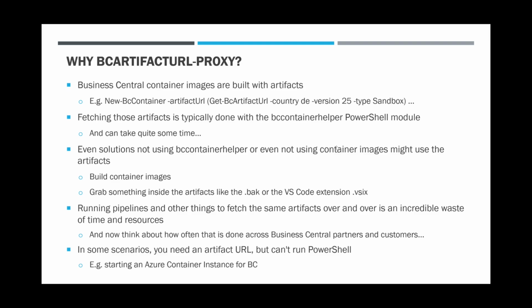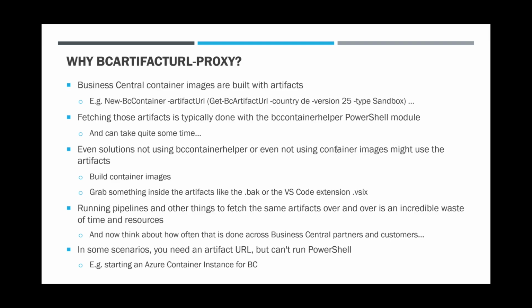The problem that we faced is that if you run a pipeline and other things to fetch those artifacts, that's quite a waste of time and resources, because you're doing it over and over again for your feature pull requests whenever that one is built, or for your development environments whenever a new one is created. And that is basically only taking a look at one company. But if you think about how often that happens across different Business Central partners and even customers who are using that, then you realize, okay, the artifact URLs are fetched quite a number of times, and a lot of time and resources are spent on doing that.